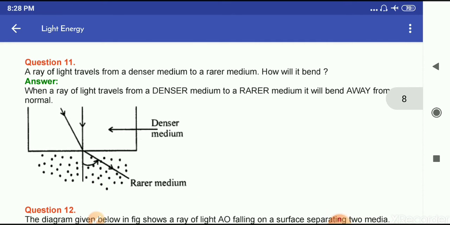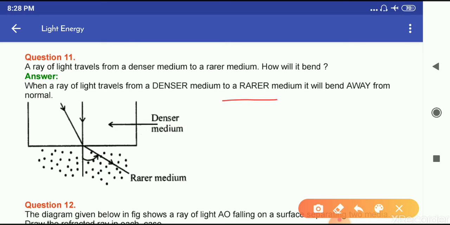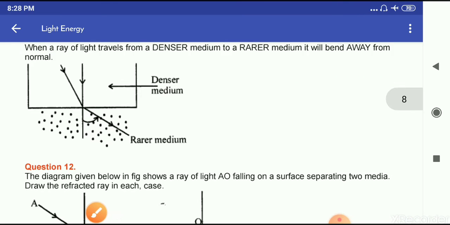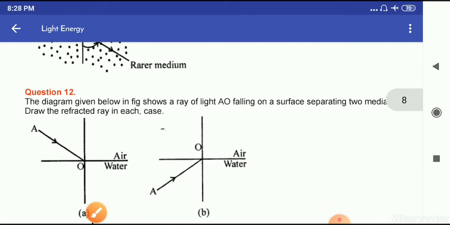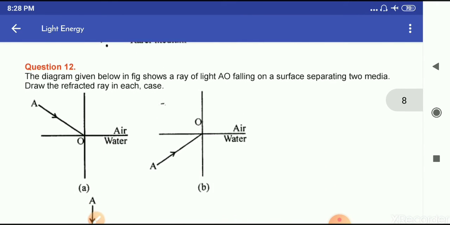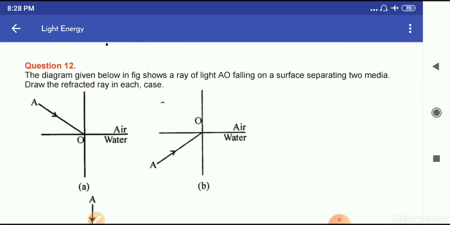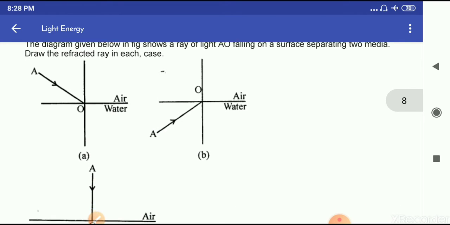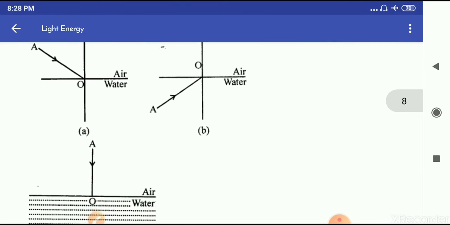How will it bend? When a ray of light travels from a denser medium to a rarer medium, it bends away from the normal. You have to draw this diagram. Question number 12. The diagram given below shows a ray of light AO falling on a surface separating two media. Draw the refracted ray in each case.